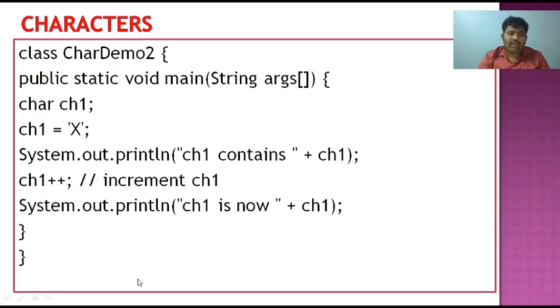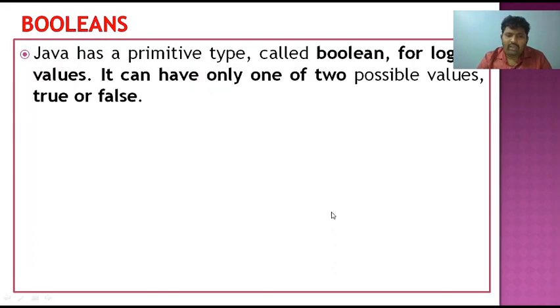Next, in characters we can perform increment and decrement operations. It is allowed. See here, I declared a character variable char ch1 and assigned the value X to ch1. Simply what I am doing here is ch1++. Automatically, the ASCII value is incremented. The ASCII value is 88, it becomes 89. And if you print ch1, you get the value Y.